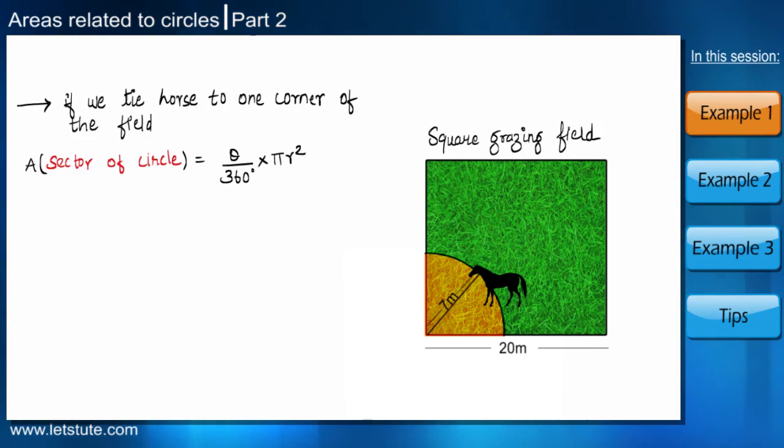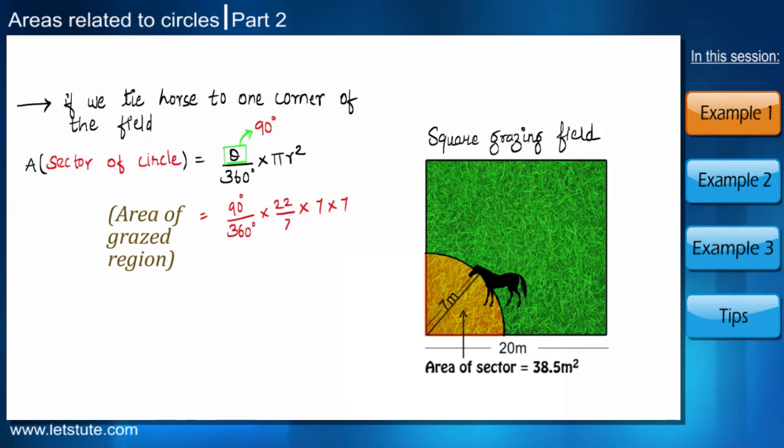The formula for area of a sector contains theta. So what do you think what will be theta in this case? As per the situation, the grazing field is square and all the angles in a square are 90 degree. So the value of theta will also be 90 degree. So the area of the sector will come to 38.5 meters square.